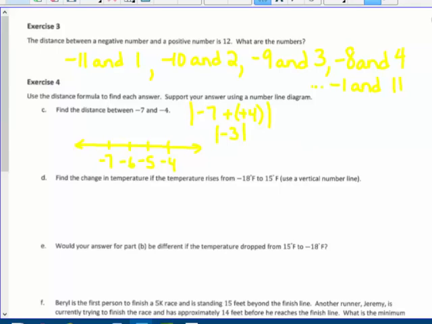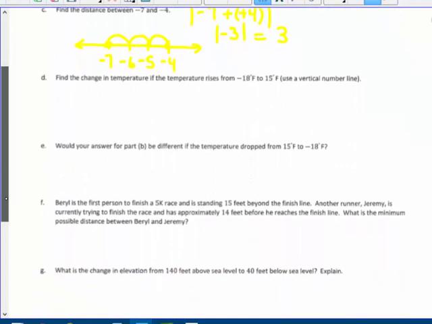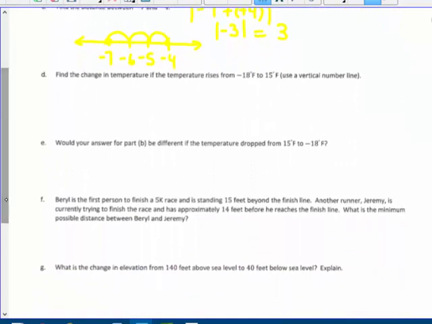Take the sign of the larger number, but then we're taking the absolute value, which would be 3 units. And I can see that here. Negative 7 and negative 4 are 1, 2, 3 apart. Find the change in temperature if the temperature rises from negative 18 to 15.